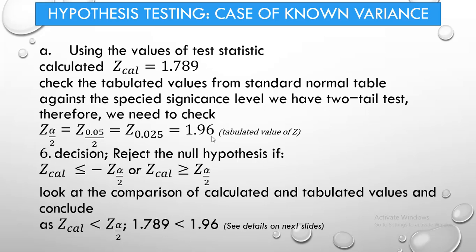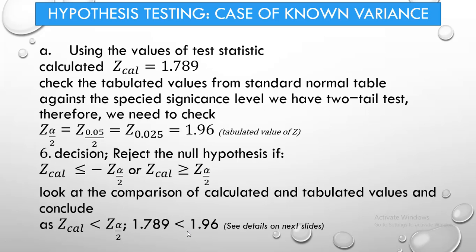So if you are considering the left side tail, this is minus 1.96, and for the other side, for the right side, it is 1.96. So now the decision: reject the null hypothesis if z calculated is less than or equal to minus z alpha by 2, or z calculated is greater than or equal to z alpha by 2. So just make a comparison and decide about your hypothesis.